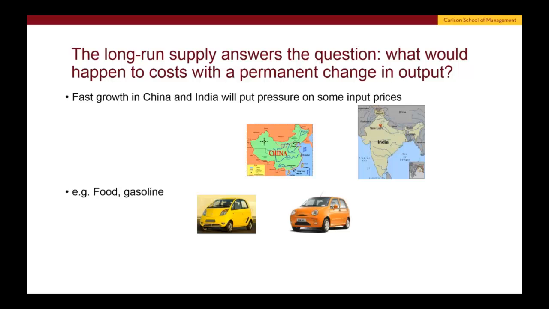We have here pictures of cars, the Chery and the Tata, cars whose demand is growing rapidly, reflecting the growth in demand for gasoline in India and China. And of course, it's a world market for those products, so this big growth in demand may have an effect on prices everybody pays. But let's not get ahead of ourselves. Let's understand the way that long-run supply works.